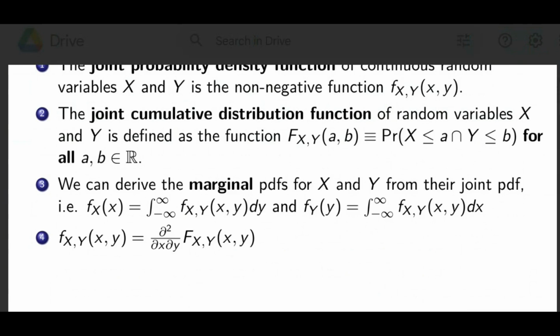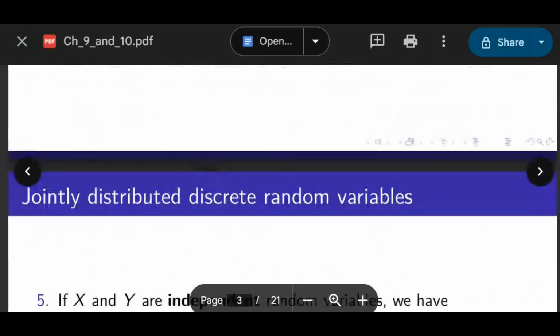Remember, I gave you a joint table, and then I said, okay, how does X behave on its own? You add up all the Y's that you are not interested in. Sum over the variable that you're not interested in. So now you integrate over the variable that you're not interested in. Okay. That takes care of this.